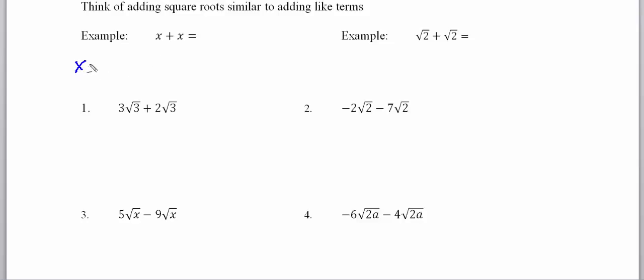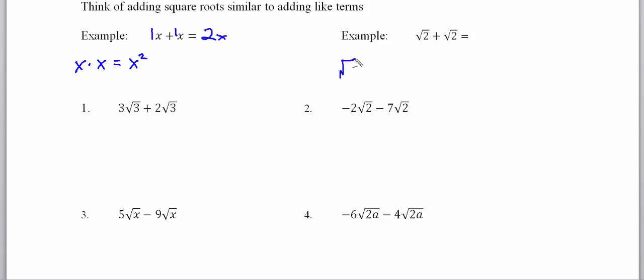I want to highlight that x times x is x squared, but x plus x is not x squared. In fact, it's 1x plus 1x, which gives you 2x. But I still get a lot of people who make mistakes when they look at the square root of 2 plus square root of 2. Square root of 2 plus square root of 2 is not square root of 4.